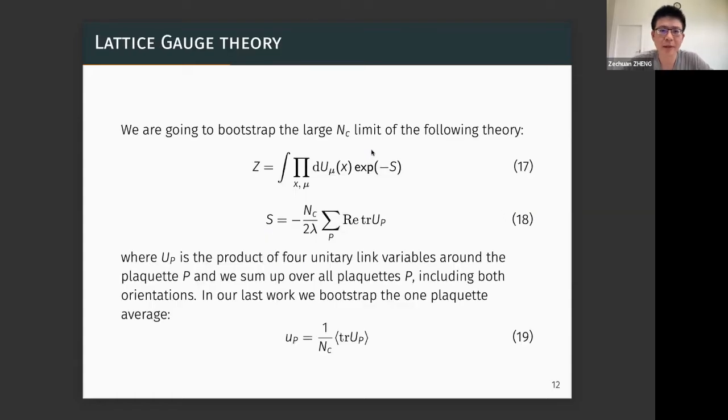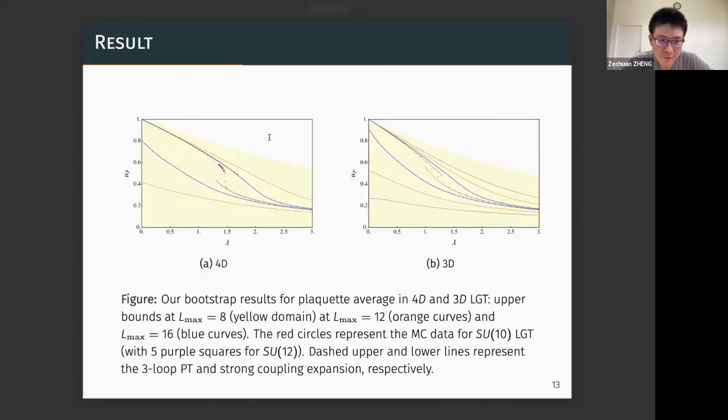Okay, let's go to the main topic of this project. That is large N Yang-Mills model on the lattice. Here, this is the traditional Wilson action, and we are doing the integration over a 2-dimensional, 3-dimensional, or 4-dimensional space-time lattice. And our goal here is to bootstrap the one plaquette average. I can show you the result first.